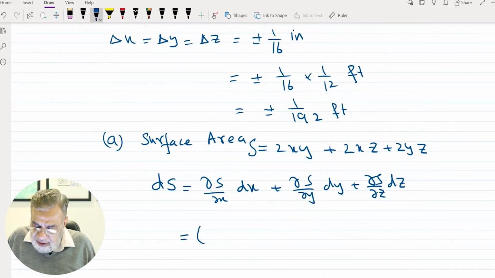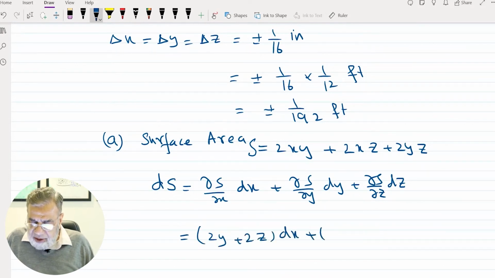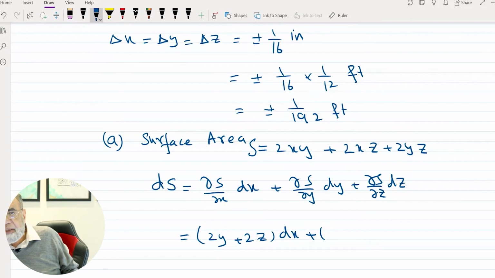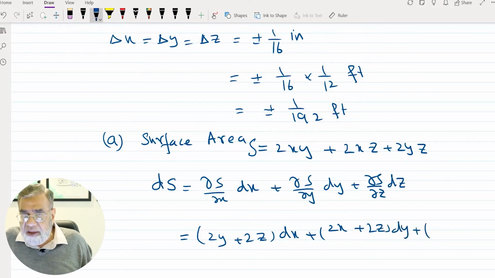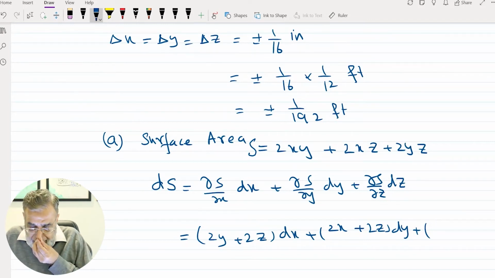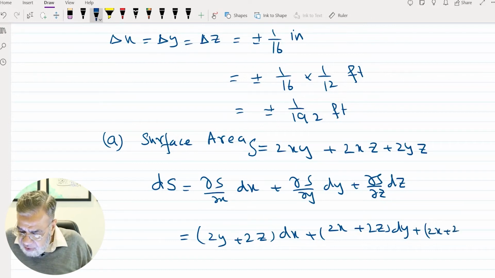Here x is changing, so we get 2y plus 2z times dx. Plus I have partial s by partial y. Now x and z are constant, only y is changing. I get 2x plus 2z times dy. Then partial s by partial z, where x is constant and y is constant. The first term is 2xy, z is not there, so the value is 0. The second one, we get 2x plus 2y times dz.